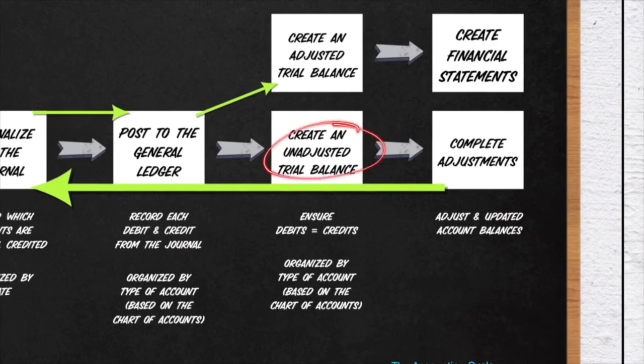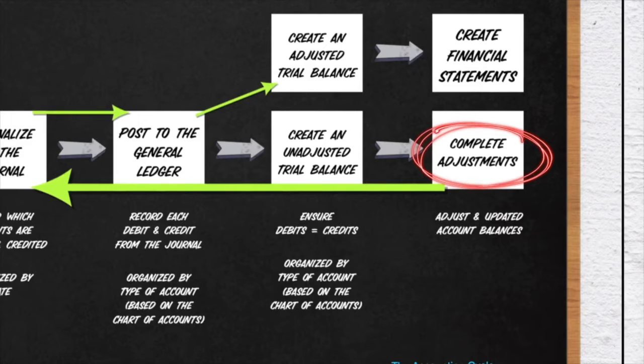After posting to the general ledger, you create what's called an unadjusted trial balance. I believe in the last video I just called it an adjusted trial balance, but truly it is an unadjusted trial balance. And remember, this trial balance is completed to ensure that debits and credits equal one another. It's organized by the type of account, which again, just like the general ledger, is based on the chart of accounts.